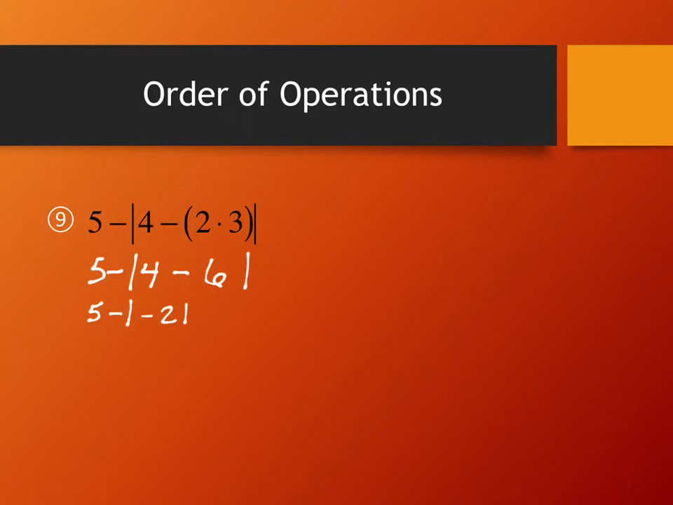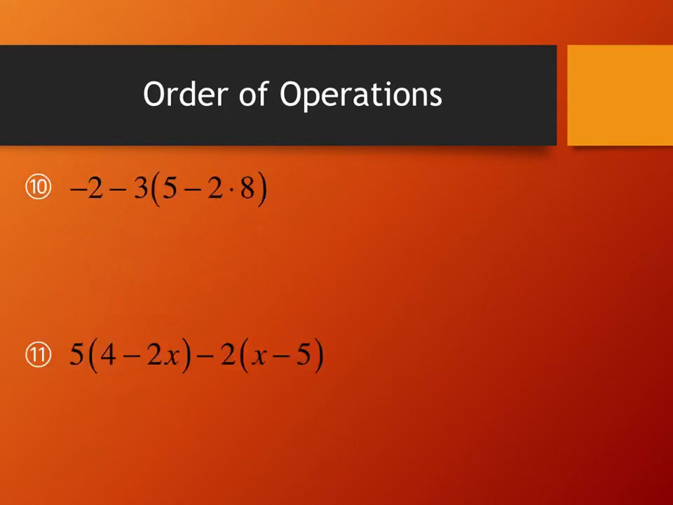So what's the absolute value of negative 2? It's 2. So I have 5, I have the subtraction sign, and then the absolute value of negative 2 is 2. And then my last step, of course, is 5 minus 2 to give me 3. So we're working from the inside out. Now, not all order of operations problems have absolute values.